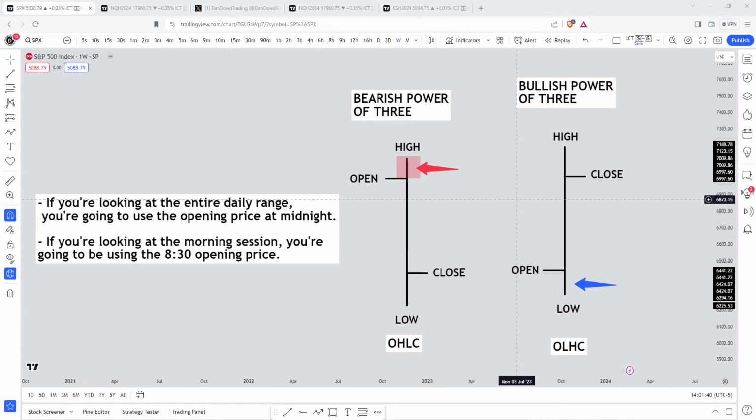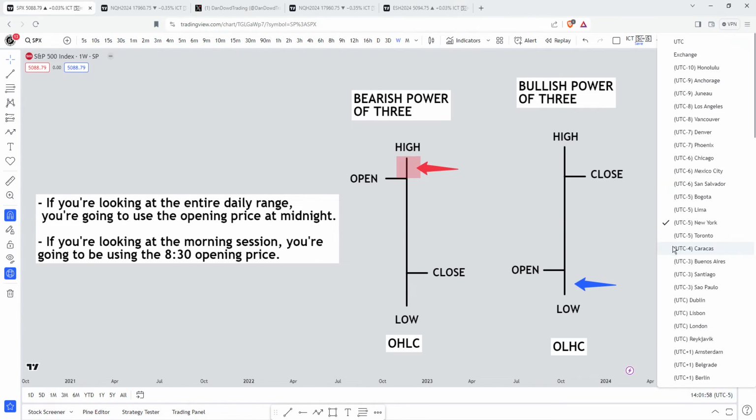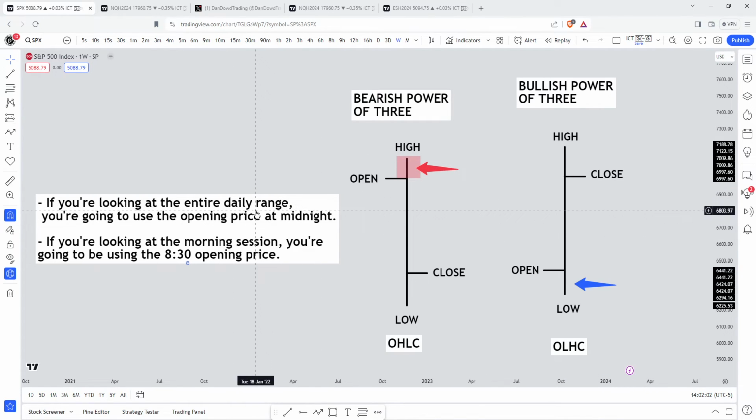We're not worried about an hourly time open for this example. We're specifically looking at 2 opens. If you're looking at the entire daily range, meaning you're anticipating for price, for example, let's say we're anticipating for price to head up higher, we're going to be marking out the midnight opening price of New York time. So go to the bottom right-hand corner of your chart. Make sure you have New York time. When we're utilizing these key time openings, it's based off of New York time. Even if you live somewhere else in the world, we're using midnight New York time.